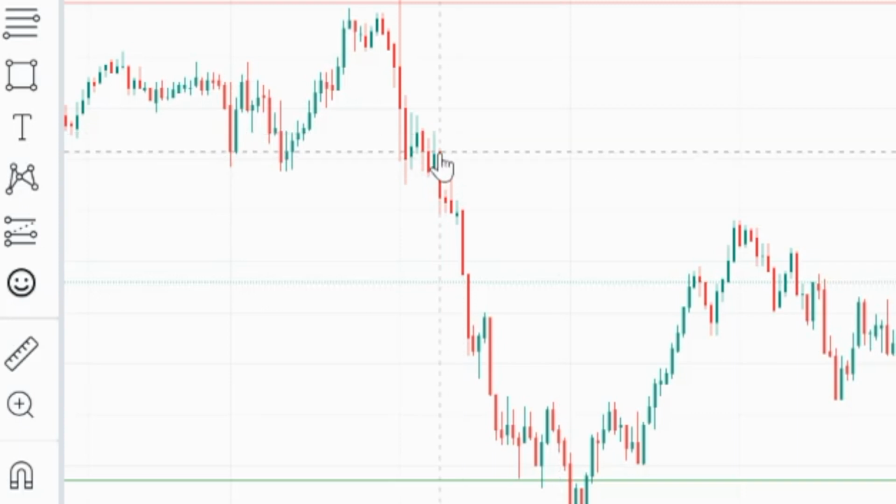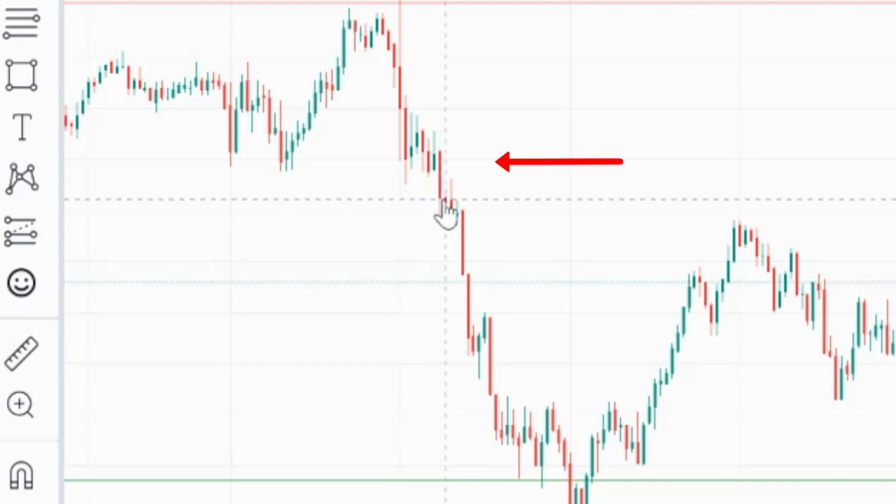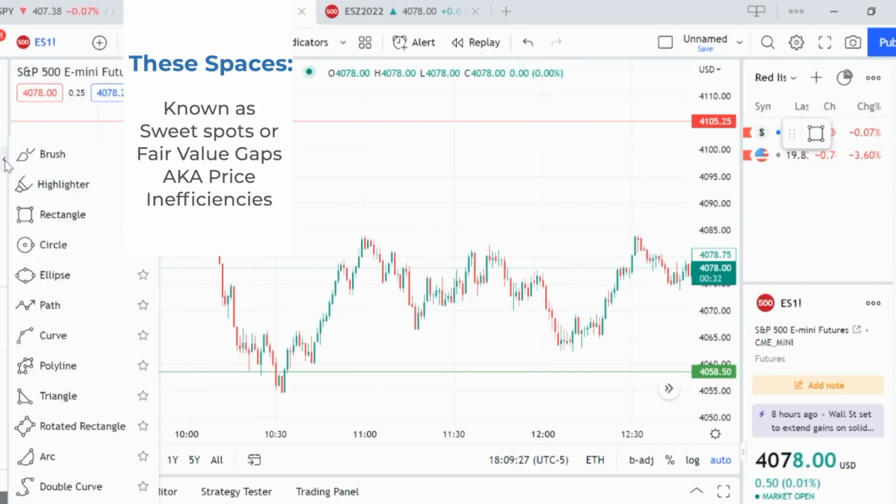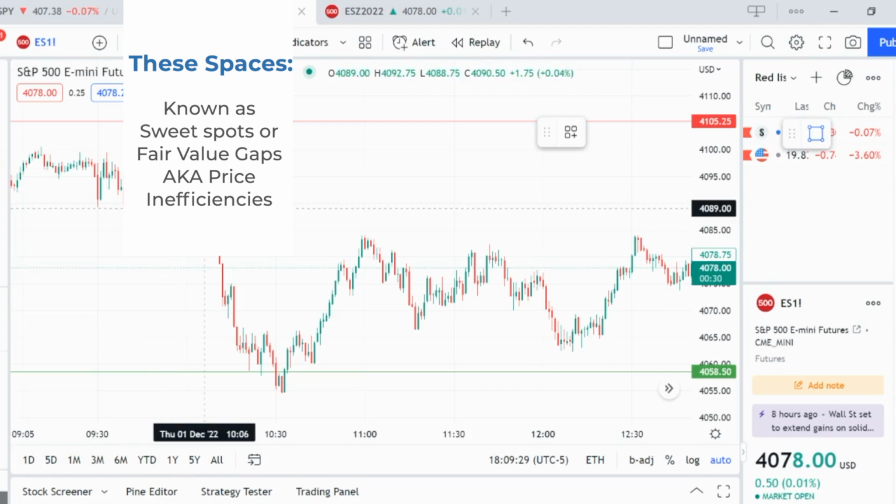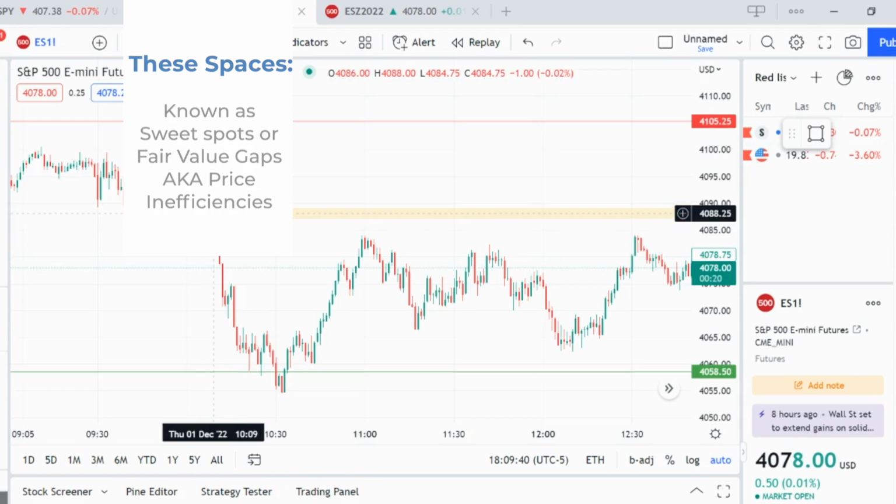And you see that on this candle here. Notice how on this candle it's big enough to where you don't have any kind of wicks that cover up this little space in here. And this little space, I call these sweet spots. You hear them called fair value gaps. Doesn't matter. It's a pricing inefficiency is what this is. And this is where you can look for your entry to continue this downside move.